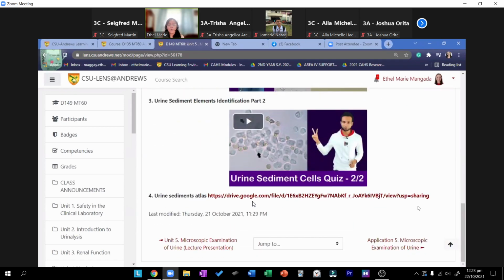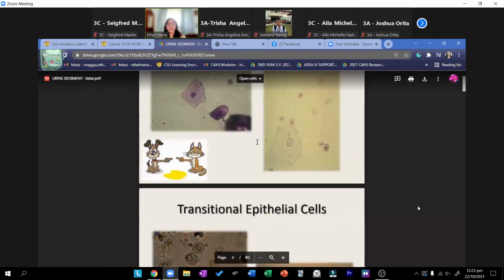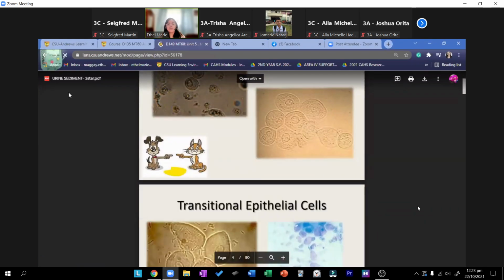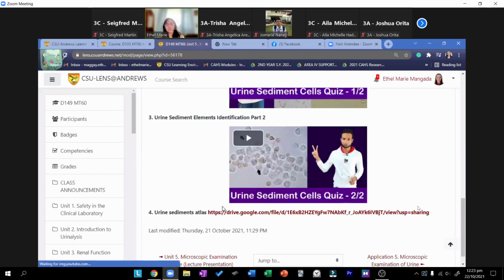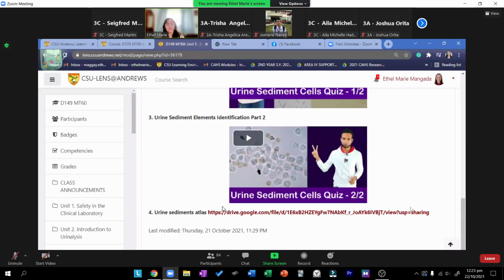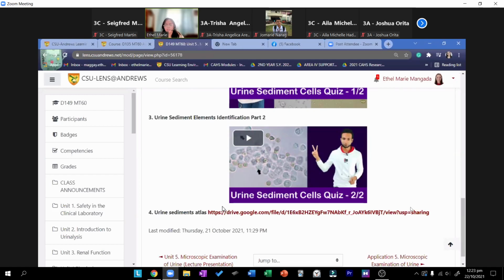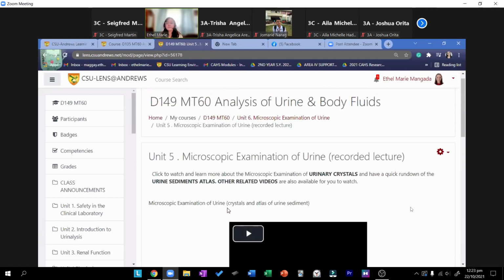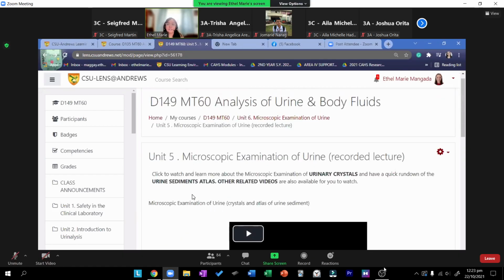Guys, andito po yung, I don't know kung available pa ba to. This is the atlas. So you just have to click this at mapupunta po kayo dun sa atlas ng urine sediment. So please review this. Familiarize yourselves with the different urine sediment constituents. So it's already 12:20.